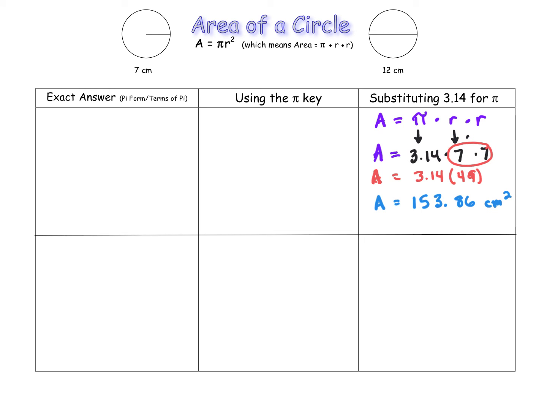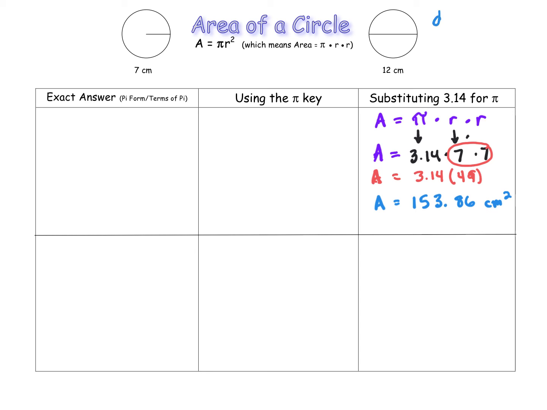Okay, let's do our second example together. And our second example is this circle, and it gives us a diameter. And we can see we don't have d for diameter in our formula. So I would generally start this way anyway.